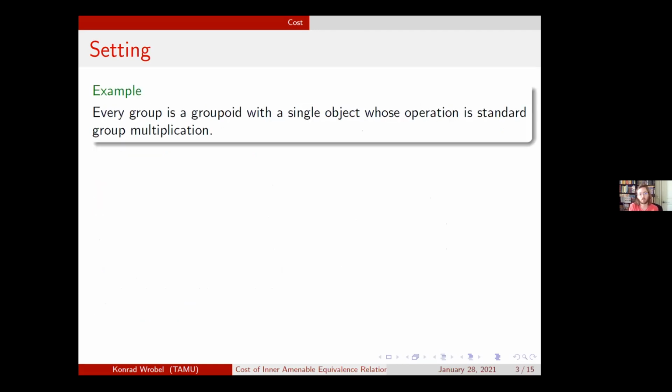So the first example is this example of a group that I gave when describing groupoids. If you just have a single object, then your partially defined multiplication operation is defined, well, for every single pair of arrows that you're multiplying together, and this is in fact a group.